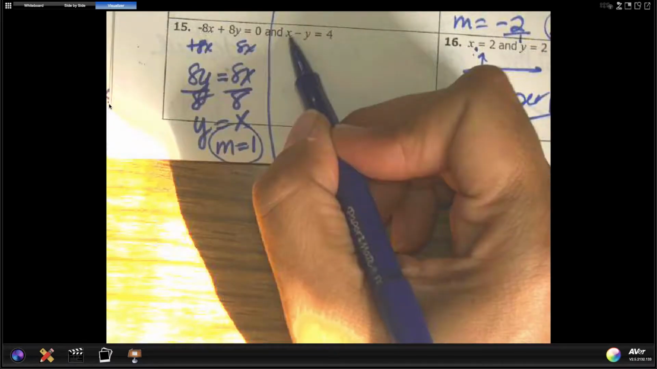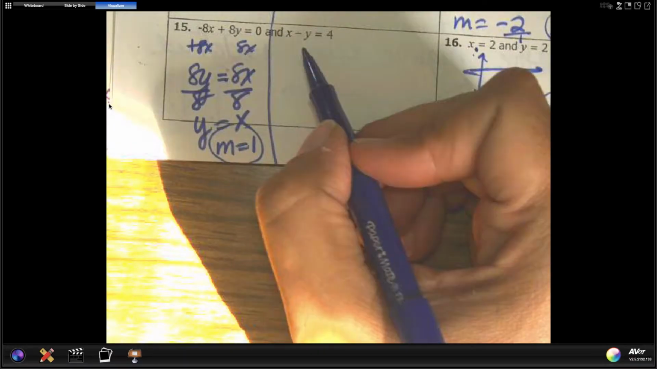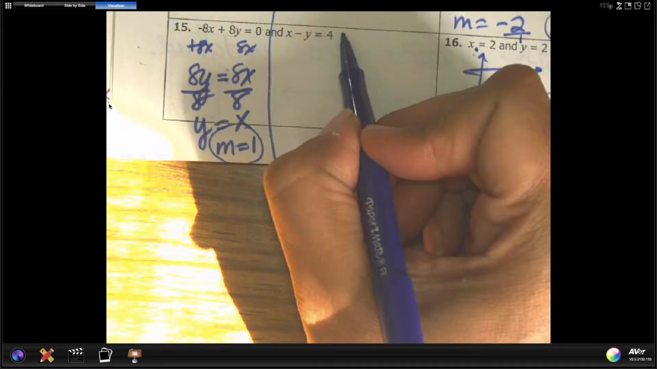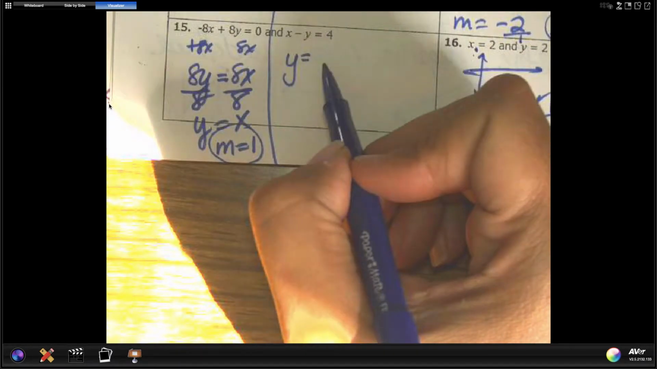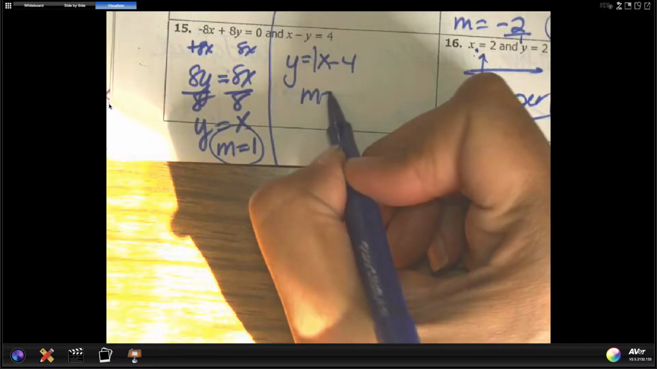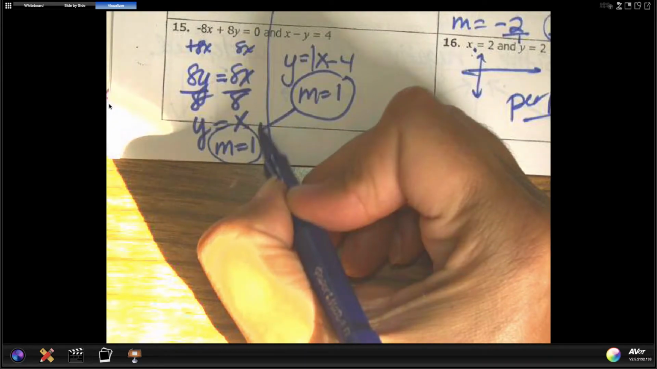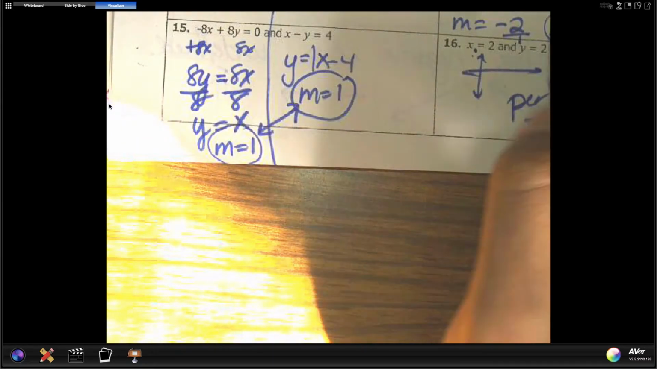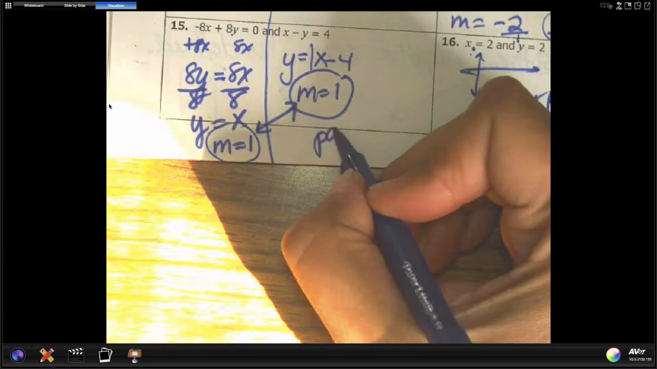Now when I look at this equation right here, if I solve for y, I'm going to choose to add y here, then subtract 4. So I'm going to do some mental math here. It's going to be x minus 4. My slope here is also 1. These are exactly the same, so that means that these two lines are parallel.